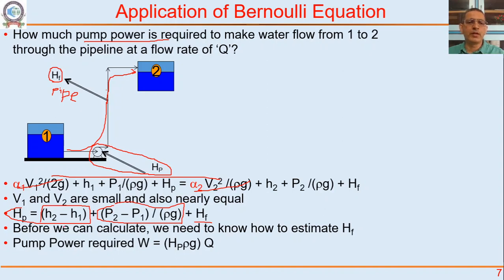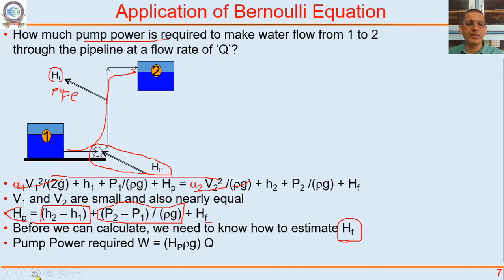So this is easy to understand. h2 minus h1 is easy to understand. I know the level of tank 1, I know the level of tank 2. Just subtract them, that's h2 minus h1. p2 I can measure, p1 I can measure. We have seen how to measure pressure in tank 1, how to measure pressure in tank 2 in our lectures on fluid statics. So before we can calculate the head required by the pump, we need to know how to calculate this friction h_F. So if I use this equation, if I know how to calculate h_F, then I can calculate h_P.